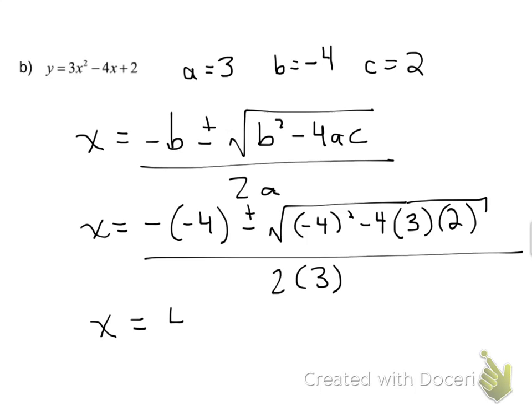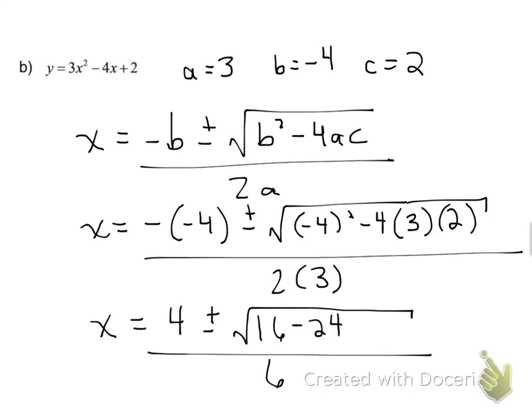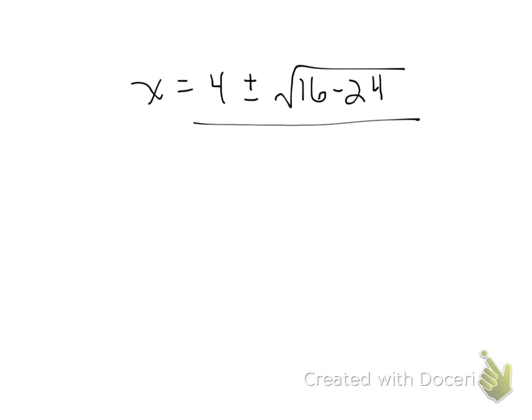So negative times a negative is positive 4, plus or minus, negative 4 times negative 4 is positive 16, negative 4 times 3 is negative 12, negative 12 times 2 is negative 24. All of this is going to be over 6. Now I'm going to rewrite this on the other page. So we have x equals 4 plus or minus the square root of 16 minus 24, all this over 6. So if I continue, I'm just going to calculate inside the square root, and 16 minus 24 is negative 8.